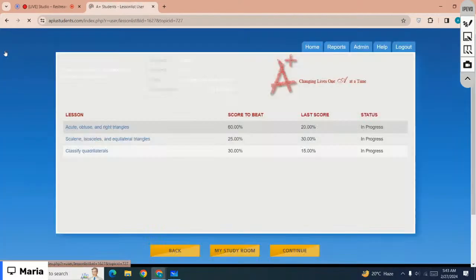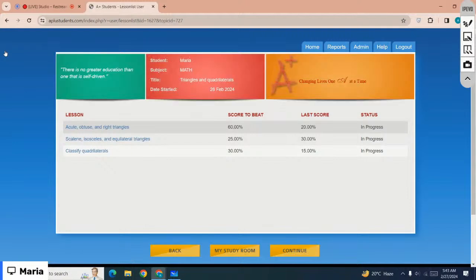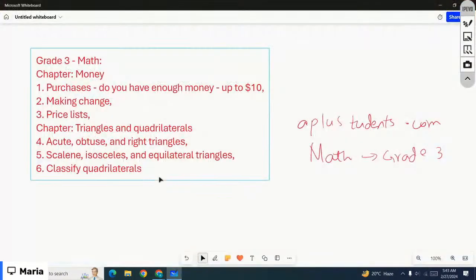So we were working on grade 3 math. The chapter we started with is Money. The lessons we have covered from the chapter are purchases, do you have enough money up to $10, making change, then price list. Then we started the chapter Triangles and Quadrilaterals, and the lessons we have covered are acute, obtuse, and right triangles, scalene, isosceles, and equilateral triangles, and then classify triangles, right?